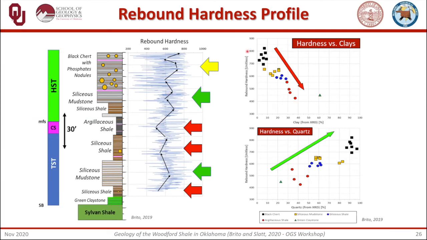But when you tie those to XRD, we can notice that the rebound hardness tends to be lower for high clay content and higher for quartz content. And those are tied to the facies, either the black Chert, the Siliceous Mudstones, or the Siliceous Shales.